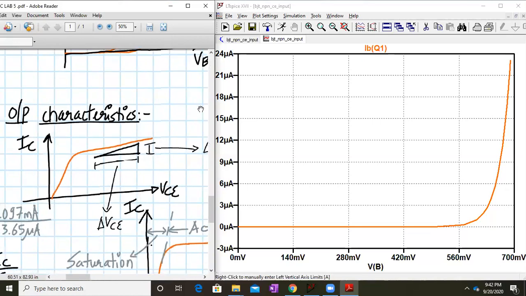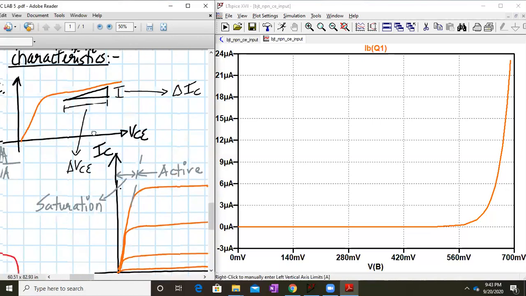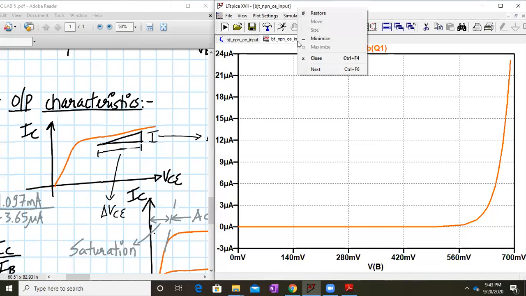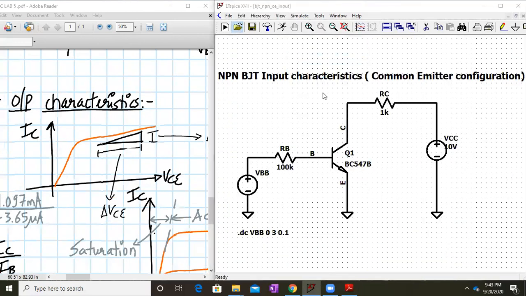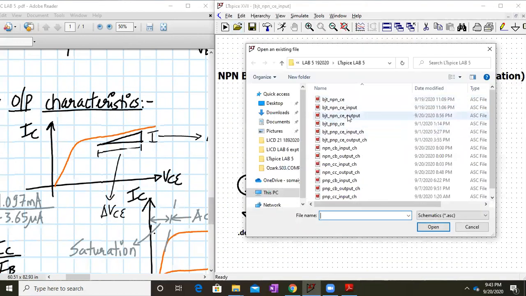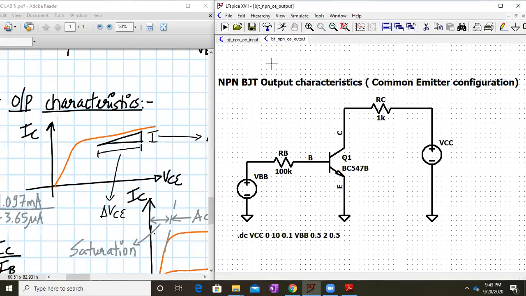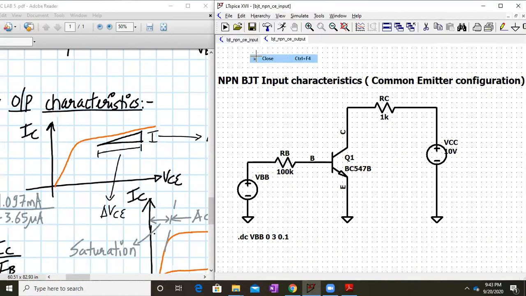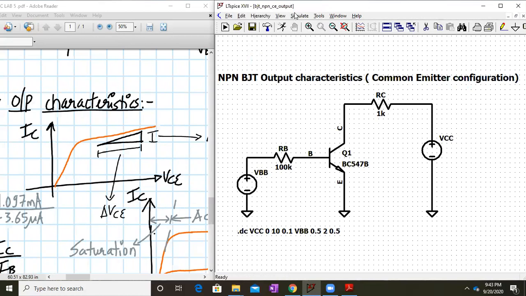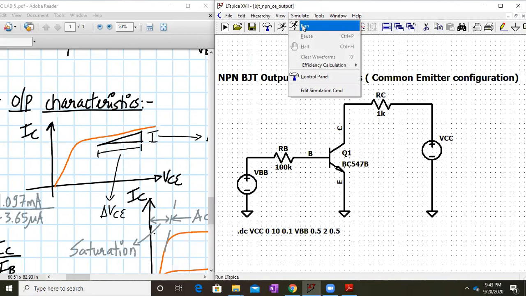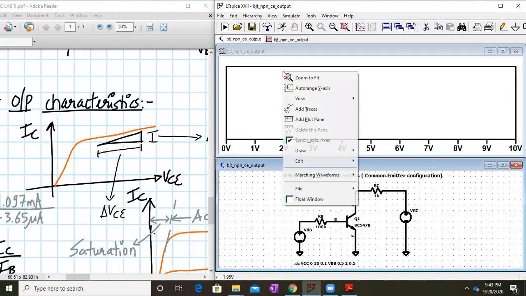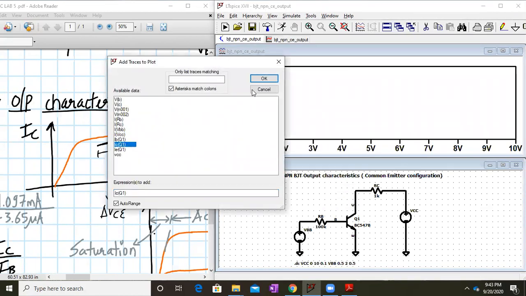Okay. Now let us understand from the output characteristics how we determine Rout. For output characteristics, we have to select the output configuration, so let me select it over here. In the output configuration, we will plot IC versus VCE. Again we are using the same circuit, only we are varying VCC first and then VBB for different values of IB. Let me go to simulate, click on run, and on the blank screen I will add a trace and plot IC of Q1, that is the collector current.